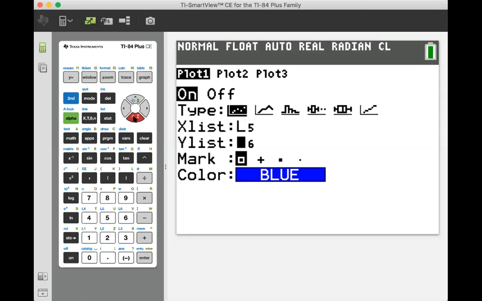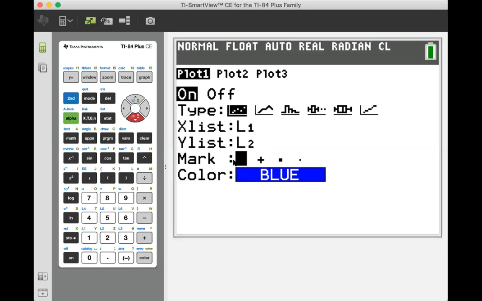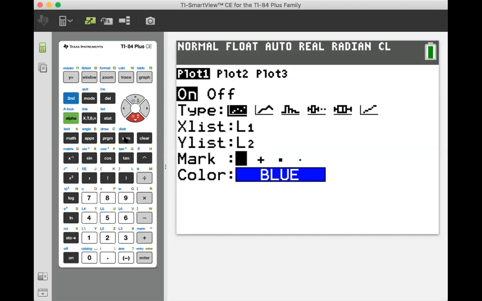Then we're going to go tell it where we put the X's and the Y's. So I did it in list 1, and I think I've already got the data in here. List 2. And then I prefer this mark with the little square mark. It's easier to see. And then we just quit out of here, second mode to quit, because all we're doing right here is setting up the plot. So it's all set to go.